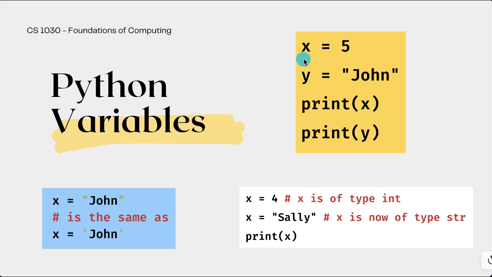So here we have X being set to 5, Y being set to John. You see that 5 is an integer and John is a string, so that automatically makes X an integer and Y a string. And when we print, our print statement can print both integers and strings. String variables can be declared either by using single quotes or double quotes. So here we have our single quote, and here we have our double quote, and it doesn't matter, that is going to be the same thing.